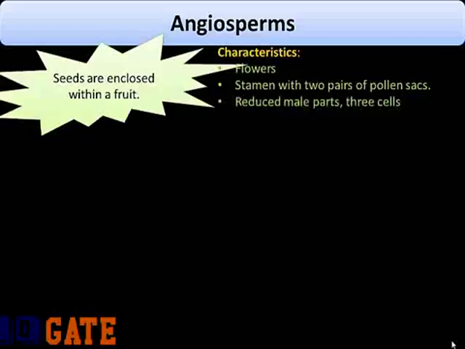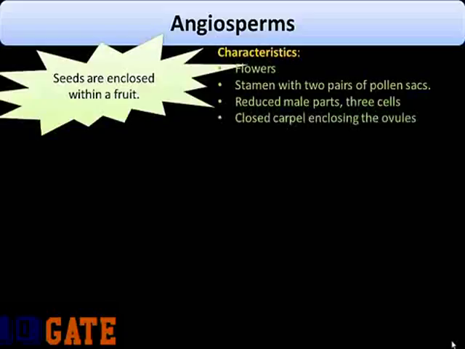Next characteristic, reduced male parts, that is 3 cells. The male gametophyte in angiosperms is significantly reduced in size compared to those of gymnosperm seed plants. The smaller pollen decreases the time from pollination to fertilization. In gymnosperms, fertilization can occur up to a year after pollination, whereas in angiosperms, fertilization begins very soon after pollination. The shorter time leads to angiosperm plants setting seeds sooner and faster than gymnosperms, which is a distinct evolutionary advantage.